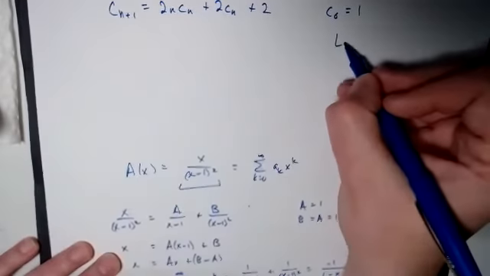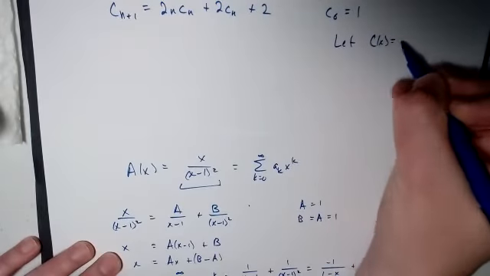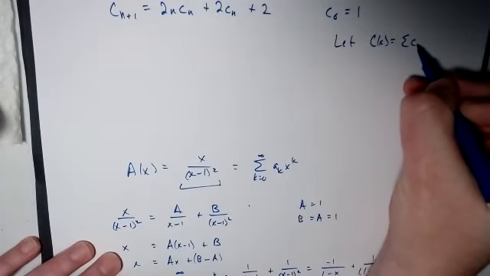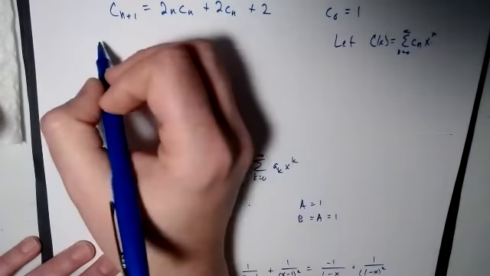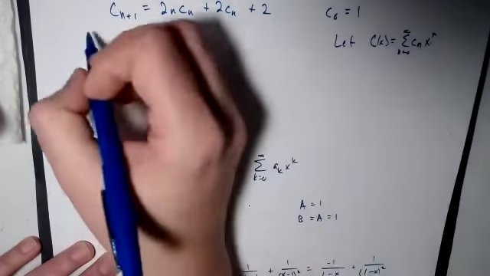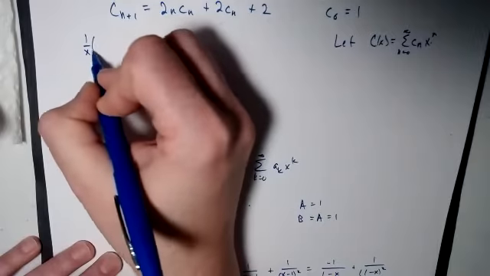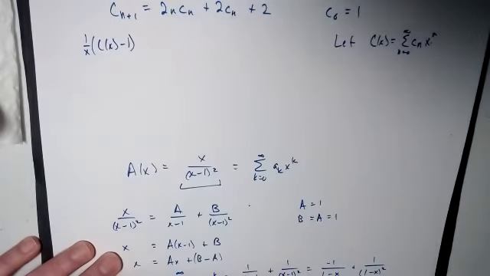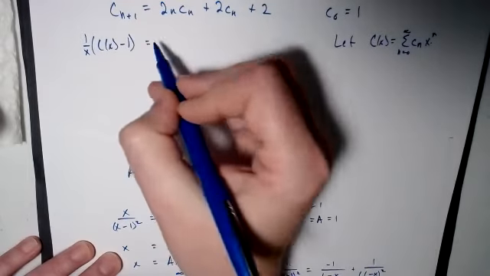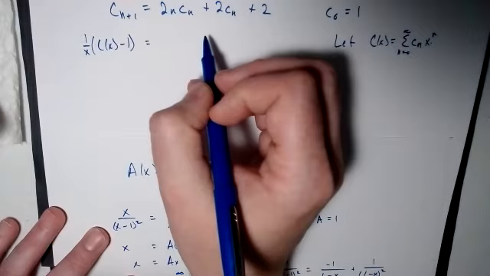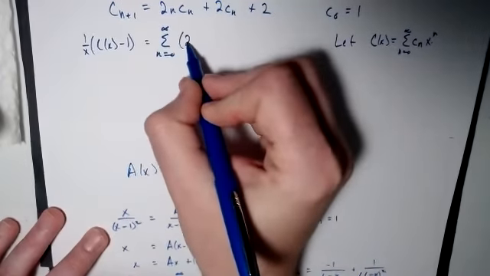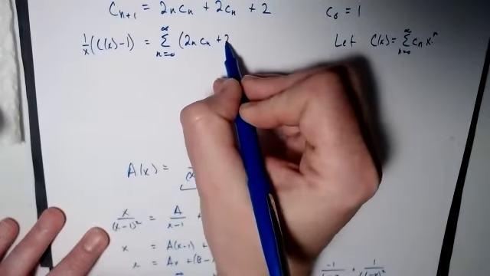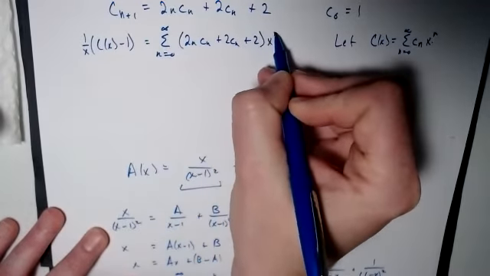Well, when we let c of x be equal to the sum of c_n x to the n, as n goes from 0 to infinity, then over here, we've got c0 equals 1. So this is 1 over x times c of x minus 1, right? We've done that a bunch of times, so we can just skip that step. And over here, we have the sum as n goes from 0 to infinity of 2n c_n plus 2 c_n plus 2 x to the n.